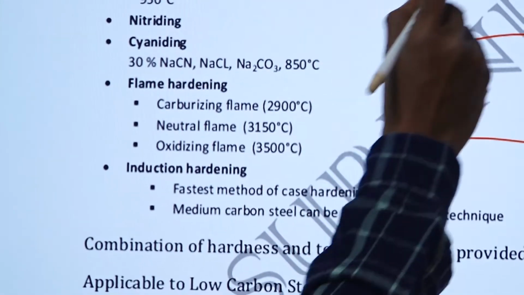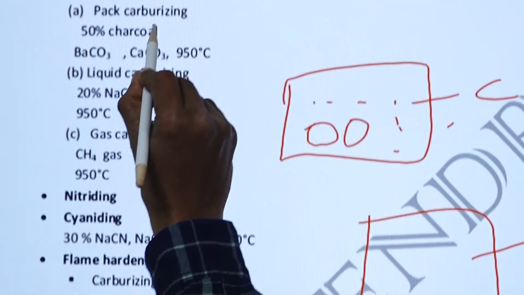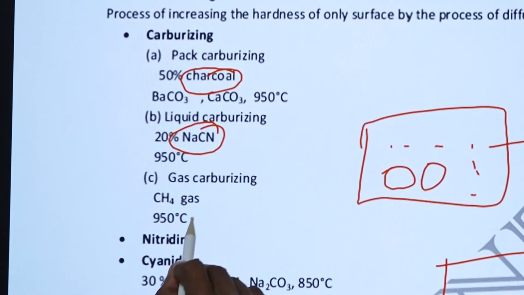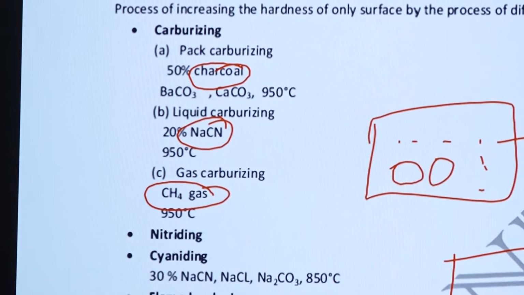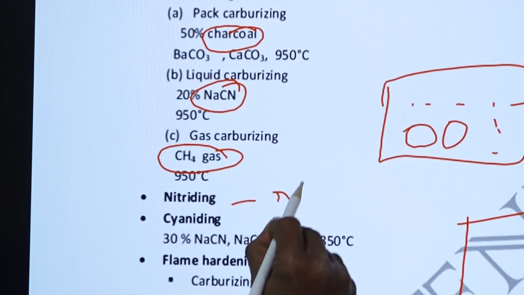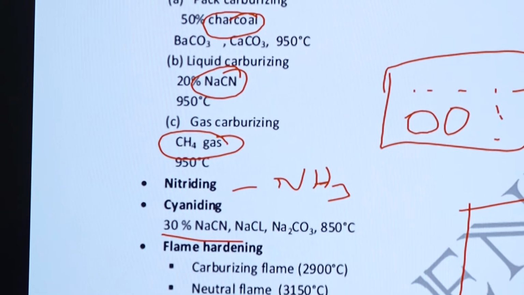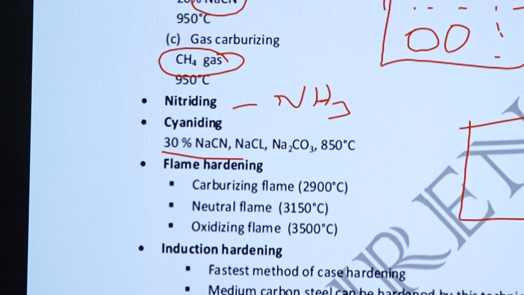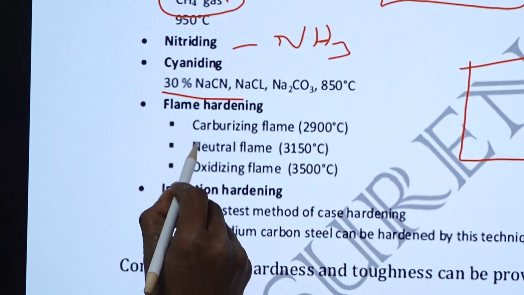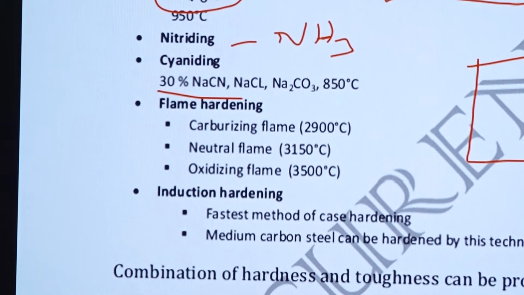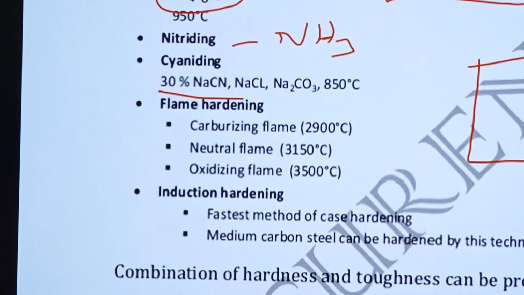In carburizing, we have to put it in the carbonaceous atmosphere. Pack carburizing, charcoal. Liquid carburizing, sodium cyanide. Gas carburizing, methane gas. For nitriding, we are using the ammonia atmosphere; ammonia gas is passed. For cyaniding, it is sodium cyanide. For flame, we are mostly using three different types of flame: carburizing flame, neutral flame, oxidizing flame. It has to be heated with the help of flames. So these are some of the points to be remembered.